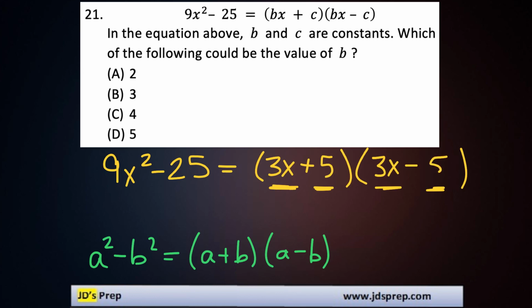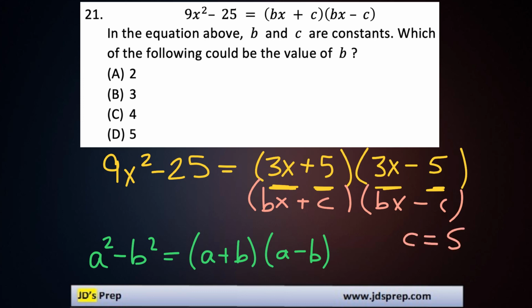which is 5. So we now have what we were looking for, this format of (bx plus c) and (bx minus c). So clearly, c has a value of 5, and b has a value of 3. So that means B is our correct answer.